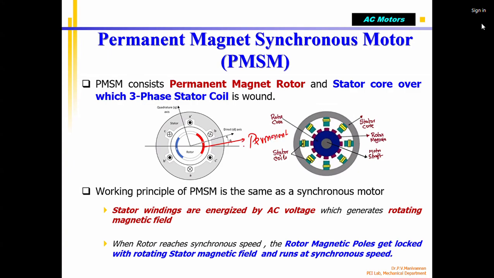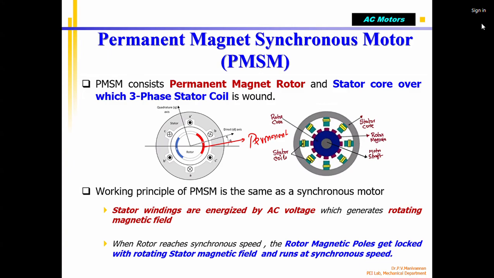That means there is no need to supply voltage to the rotor. This is what differentiates the permanent magnet synchronous motor from the regular synchronous motor. In a regular synchronous motor, you have to give two voltages. Field coil, that is the rotor coil, with a DC voltage. Stator coil with three-phase voltage. In a permanent magnet synchronous motor, the stator will be supplied with three-phase AC voltage. The rotor is a permanent magnet. You don't need to supply voltage. So complexity is reduced. Correct?